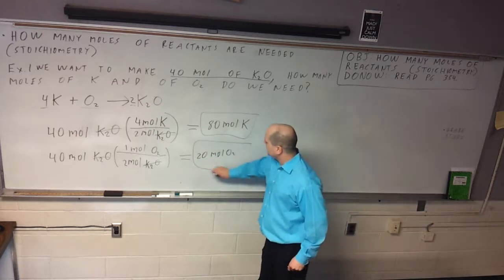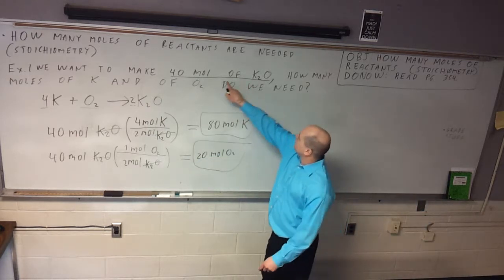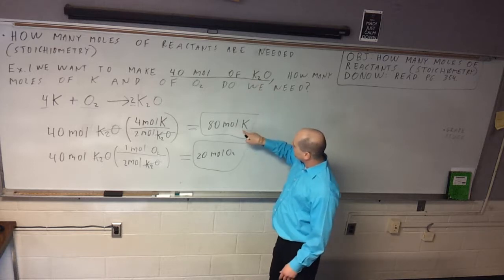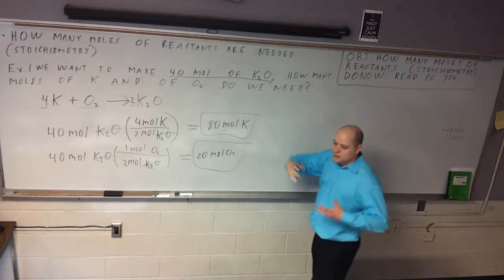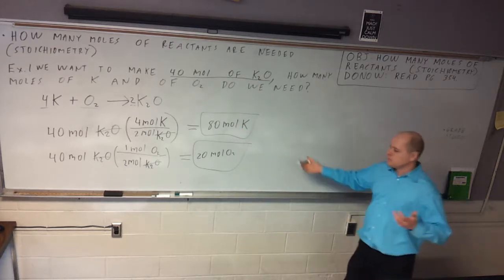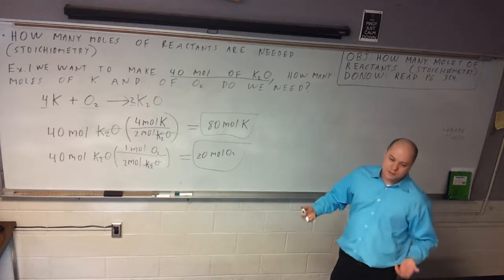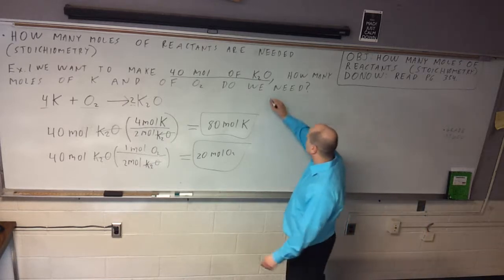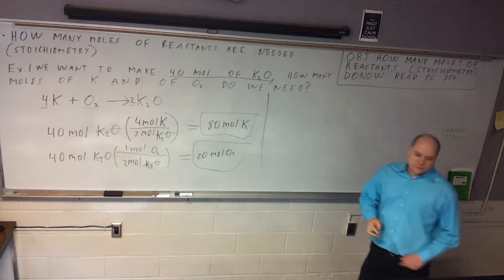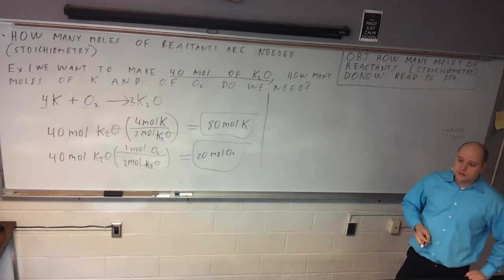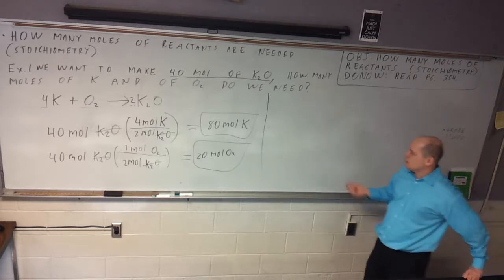All right. So what this is saying is if we want to make 40 moles of potassium oxide, we need these amounts. These are our ingredients. This is stuff we got to add, mix together to get that. If we use more of one of them, we get wasted. If we use more of both of them, we make more stuff. Questions? Should I do another one? That's it.